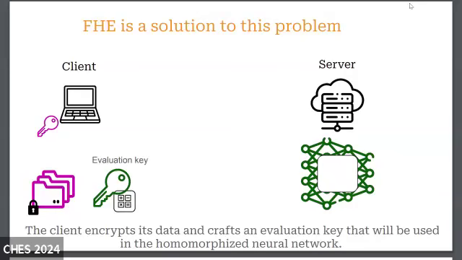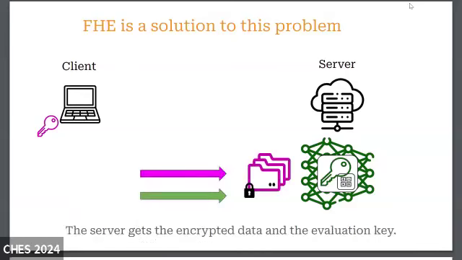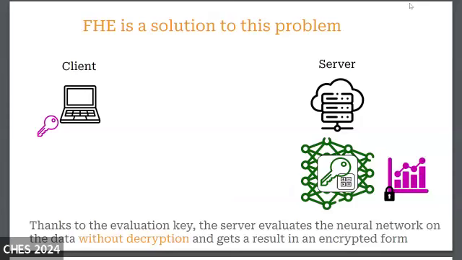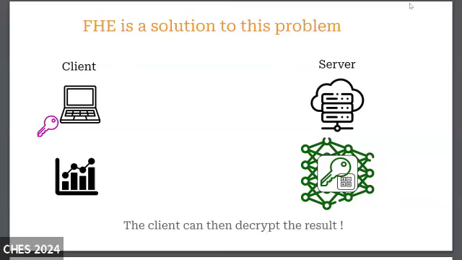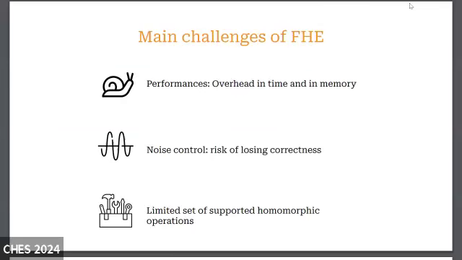The client crafts an evaluation key, here in green, that allows you to do computation, but does not allow you to decrypt. Then it sends the encrypted data and the evaluation key, and the server plugs the evaluation key into the homomorphic neural network, and then it can run the computation encrypted, get an encrypted result, and the client can decrypt the result. So that's the nice theory.